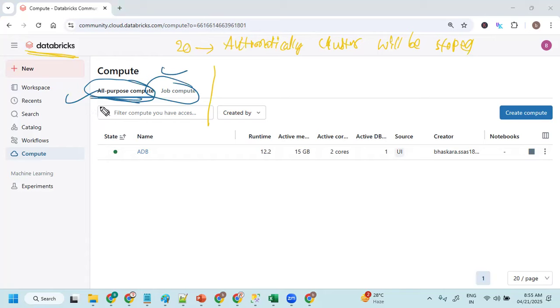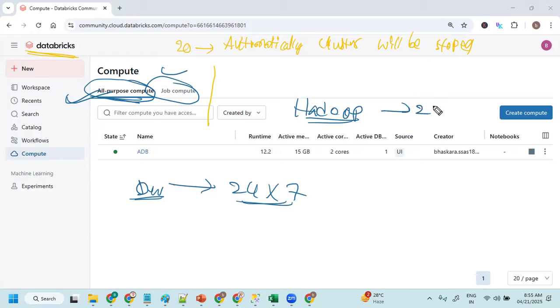We use the all-purpose cluster at the time of development. Are we going to do development 24/7? We are not going to. But when you go for a Hadoop cluster, it has to be there 100%, 24/7, because even if you don't use the cluster, you have to read the data from the storages, and to read the data from the storages you definitely require a cluster, because the storage is tightly coupled.